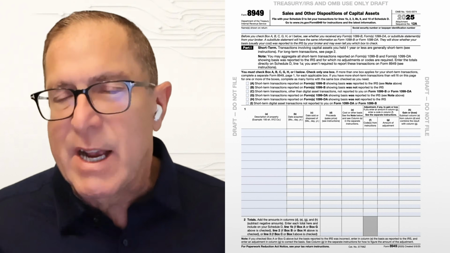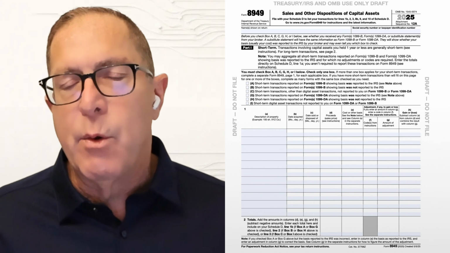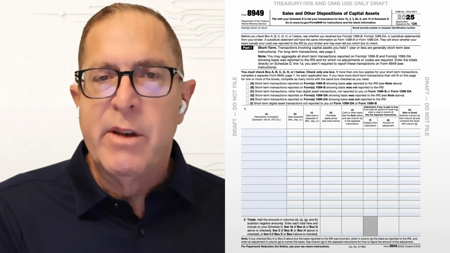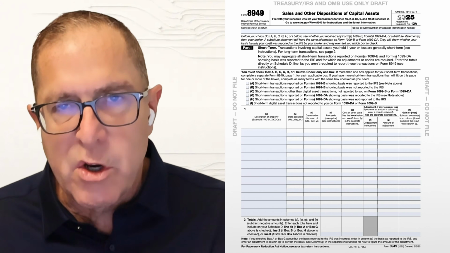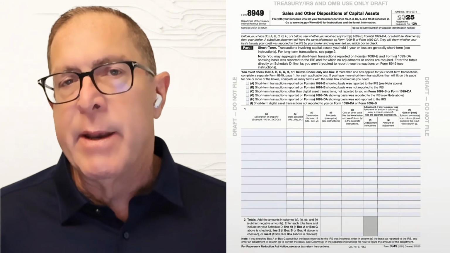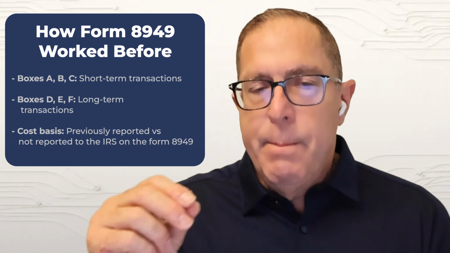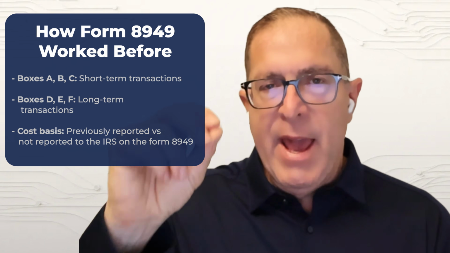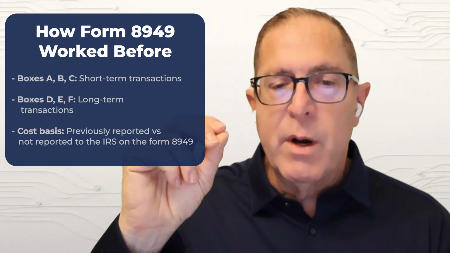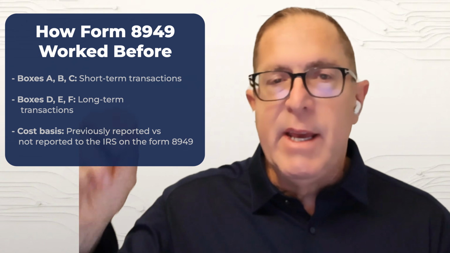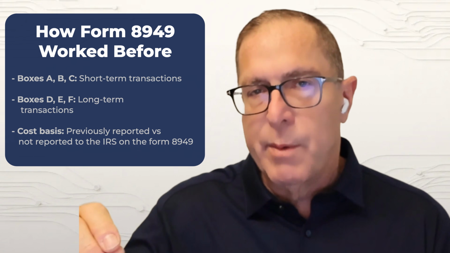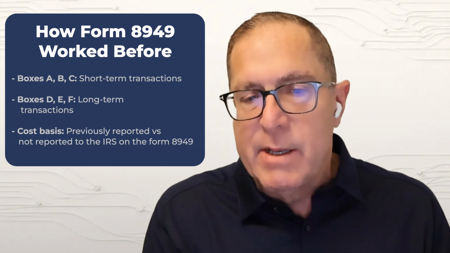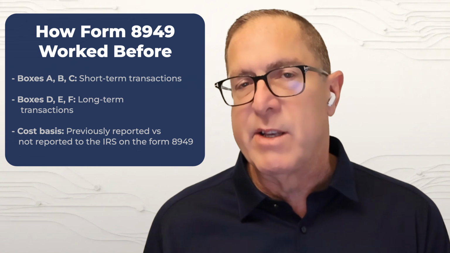So typically, it looks like a spreadsheet, if you will. And the IRS requires us to separate that reporting into short-term and long-term gains. And on the Form 8949, the IRS has a box that you check. And typically, it's been A, B, and C if it was short-term gains, D, E, and F if it was long-term gains. You also have to separate these forms as to whether or not the cost basis was reported previously to the IRS or not.